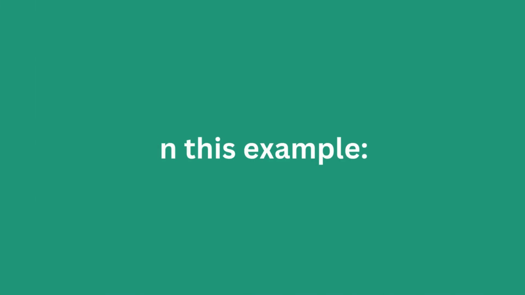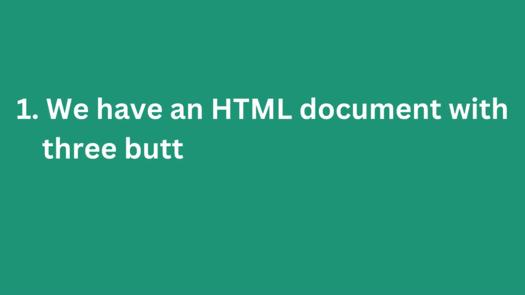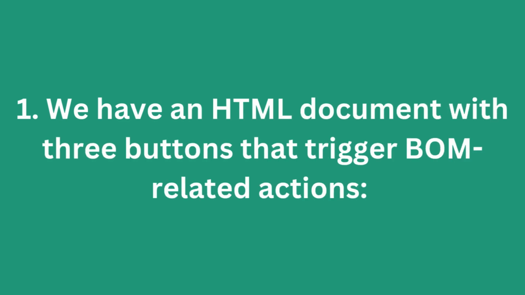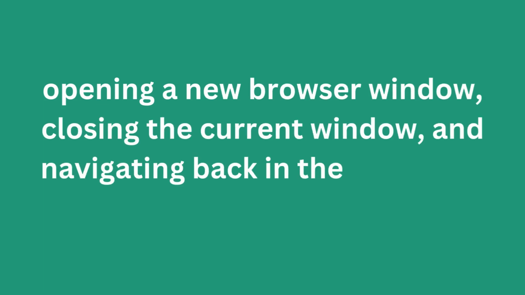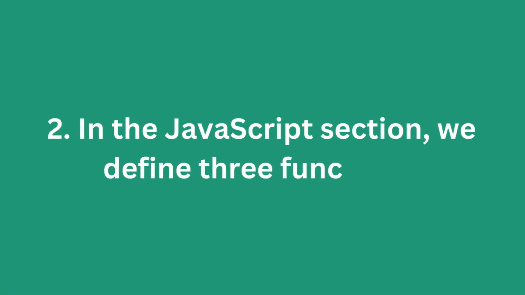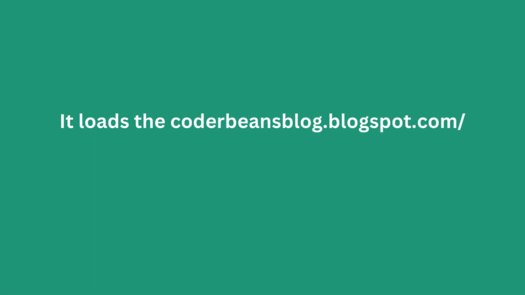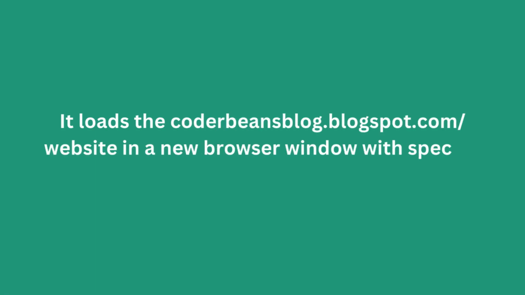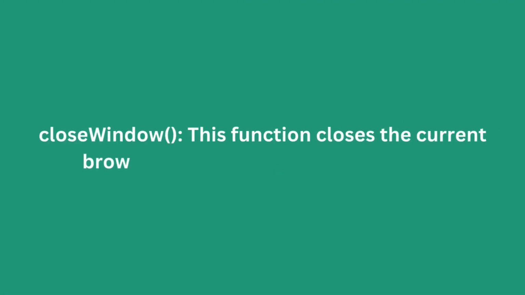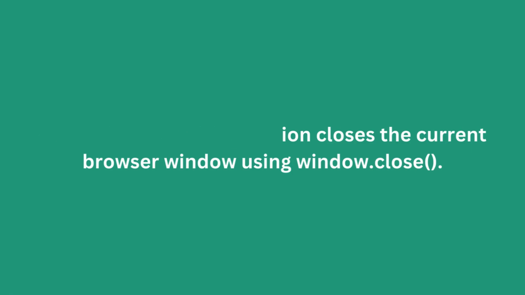In this example, 1. We have an HTML document with 3 buttons that trigger BOM-related actions: opening a new browser window, closing the current window, and navigating back in the browser's history. 2. In the JavaScript section, we define 3 functions. Open new window. This function opens a new browser window using window.open. It loads the coderbeansblog.blogspot.com website in a new browser window with specific dimensions. Close window. This function closes the current browser window using window.close.